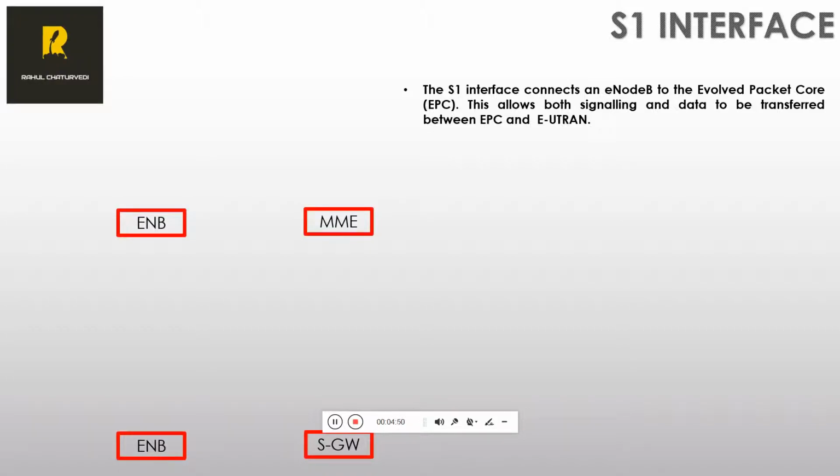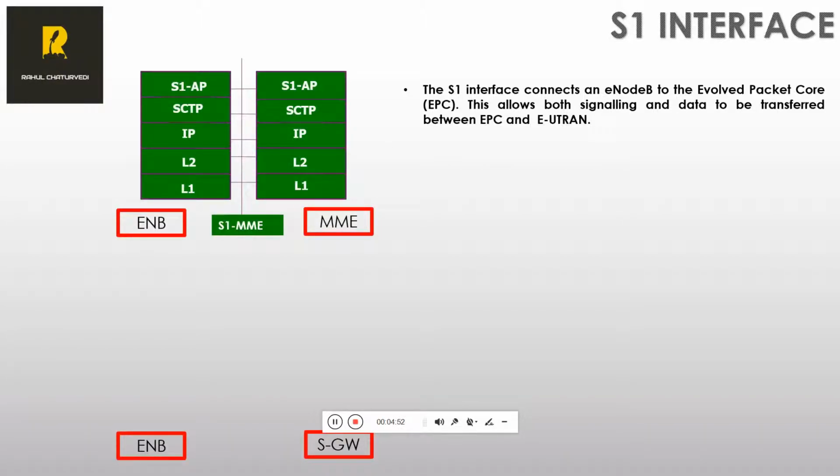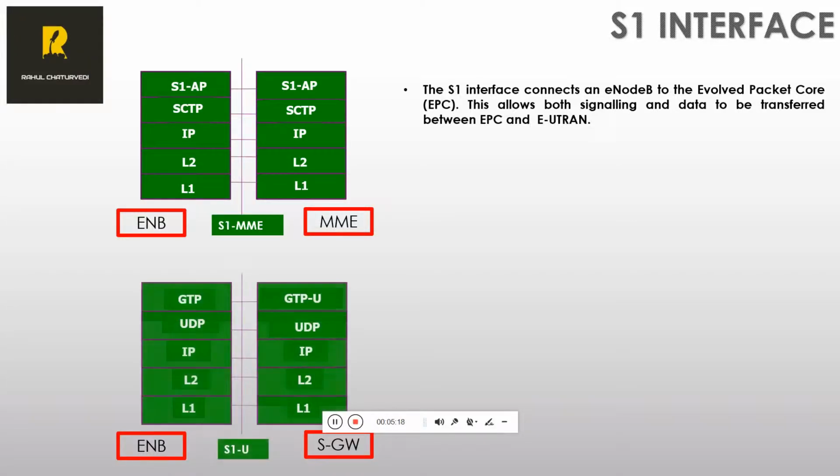Coming to the S1 interface, we have two different interfaces, S1-MME and S1-U. S1-U is for the user plane, placed between the eNodeB and the S-gateway, and S1-MME lies between the eNodeB and the MME. The S1 interface connects the eNodeB to the evolved packet core. This allows both signaling and data to be transferred between EPC and EUTRAN.